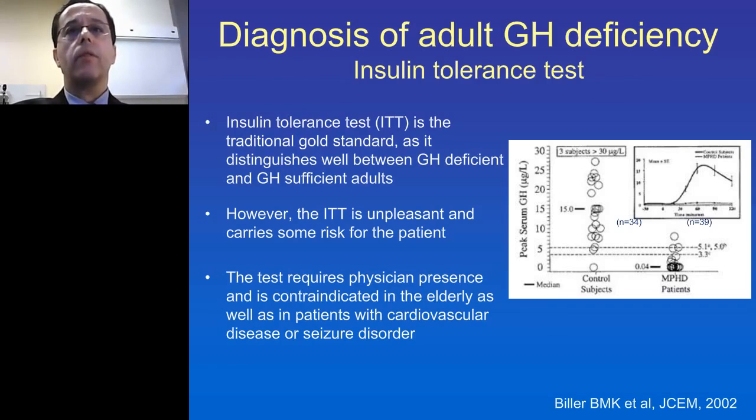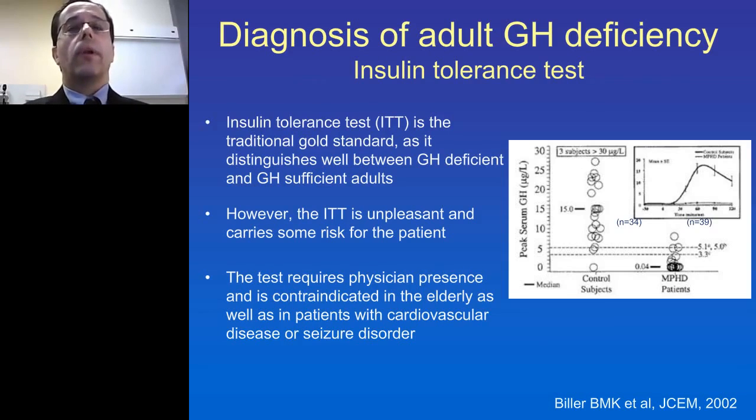The left side of the figure shows you the peak growth hormone levels achieved after insulin stimulation. Healthy controls almost always show a nice response, and patients with hypopituitarism who lack growth hormone show little or no response. So you can draw a line between 3 and 5 nanograms per ml that nicely distinguishes patients who are sufficient and patients who are growth hormone deficient.